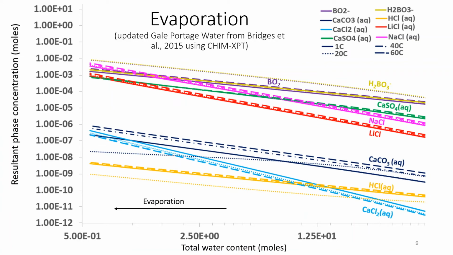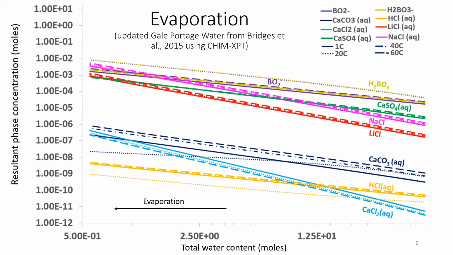The Mars water composition we used is based on Gale Portage water established by Bridges et al. in 2015. This composition was modified and I added boron and lithium to the mix. The added boron and lithium composition is based on the Icelandic natural waters, although for this run, I chose to add 4 times more than Iceland waters to make sure that I got a boron and lithium phase as resultant.